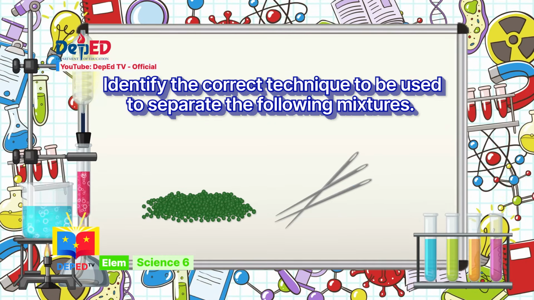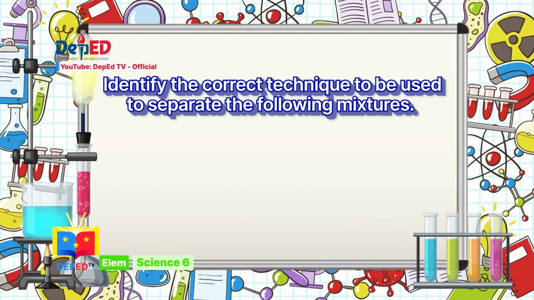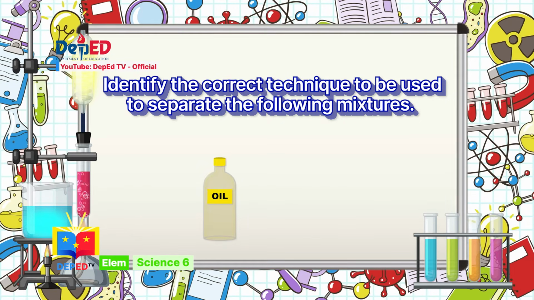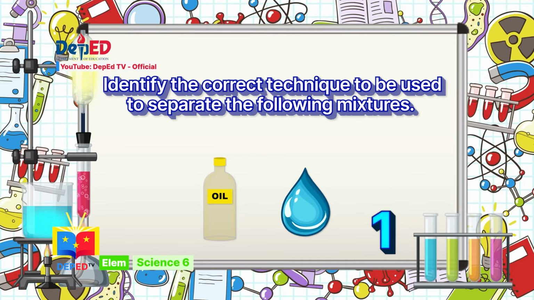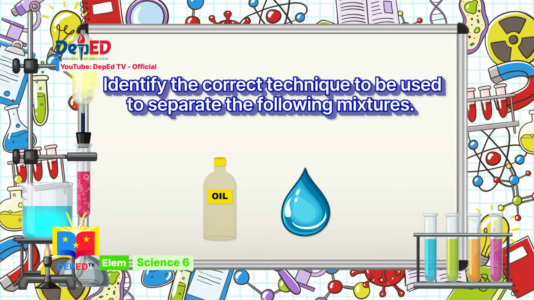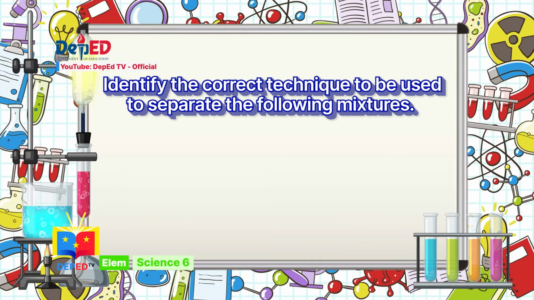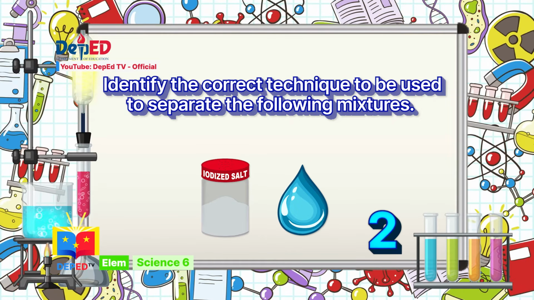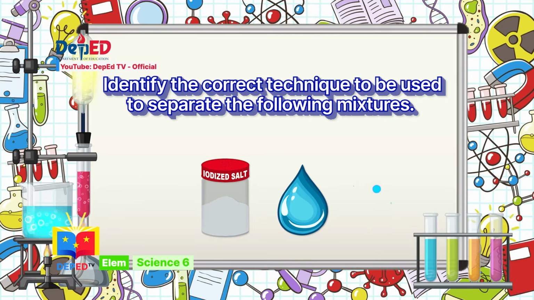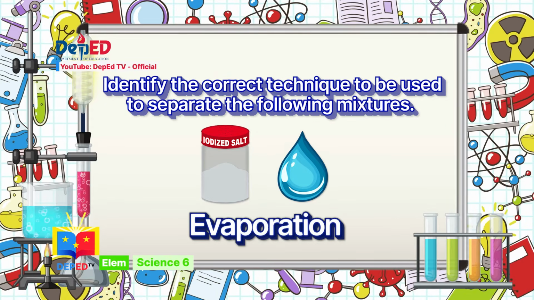The correct answer is use of magnets. Number 2. Oil and water. The correct answer is decantation. Number 3. Salt and water. The correct answer is evaporation.